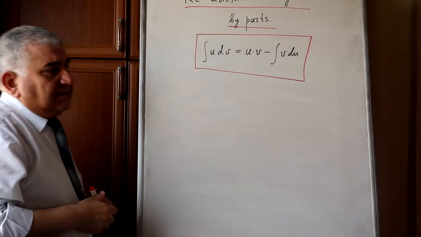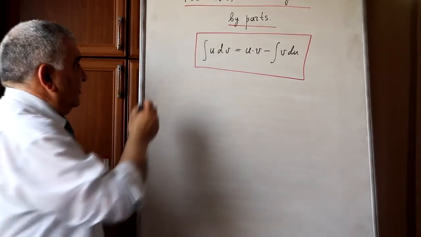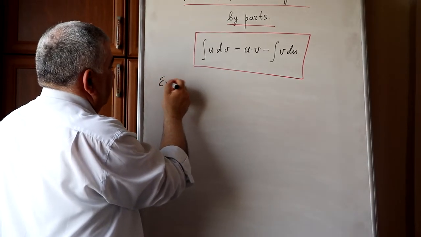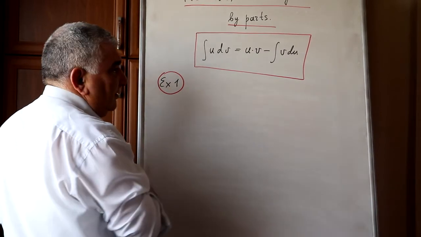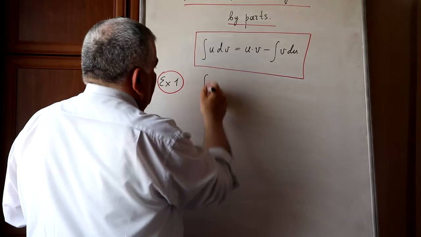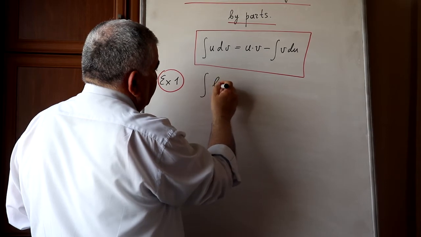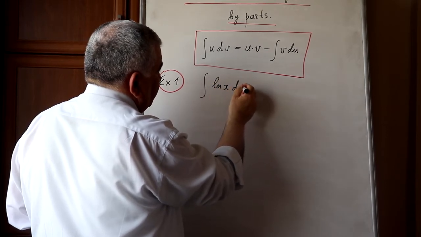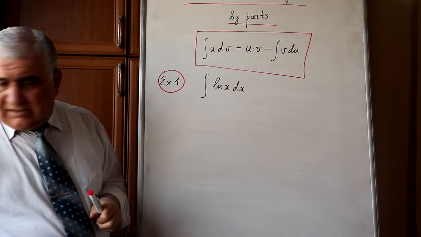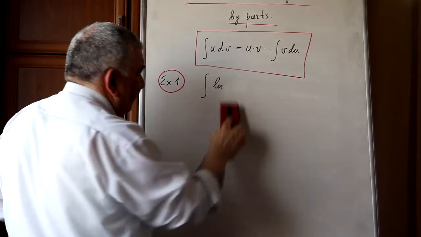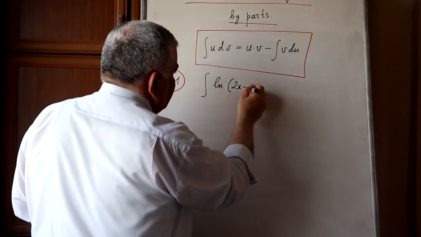Then consider examples on the indefinite integration by parts. First example. Example 1. Find the integral of natural logarithm of x dx. Or, for example, natural logarithm of 2x minus 1 dx.